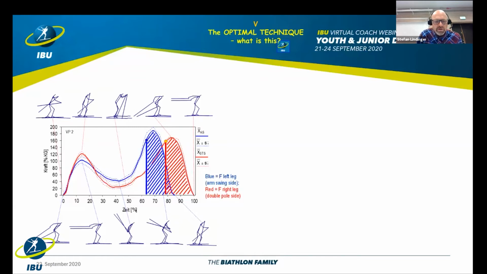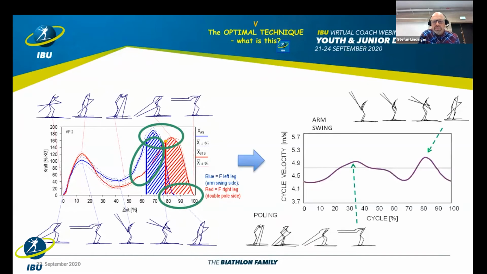We have on the red curve pretty much lower peak force than on the blue curve. So the arm swing side necessarily creates higher peak forces and a shorter ground contact in the whole push-off, and a steeper force development in the edging movement, in the pushing movement.